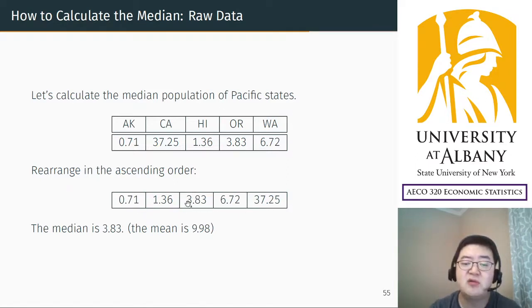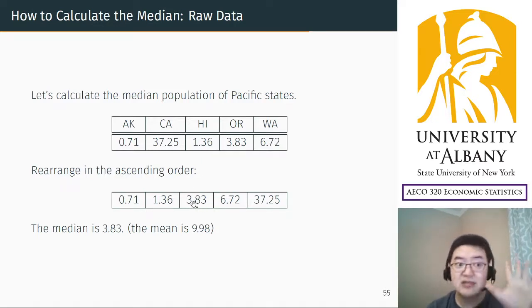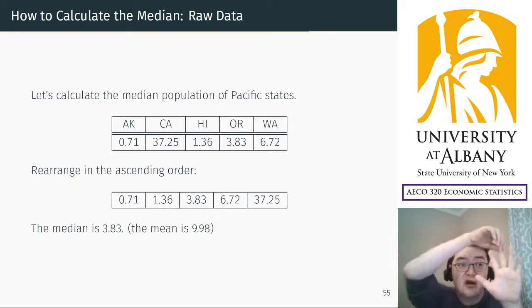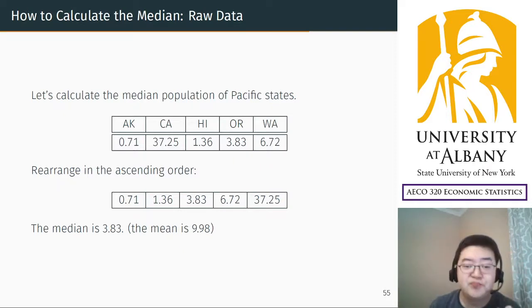the median is always at the third place, 3.83, because there are 5 observations. When you have 5 observations, obviously the third one is the middle. So automatically that's the median. When you order them, then find the middle one. So the median is 3.83. And just for your reference, as I said, the mean is 9.98.